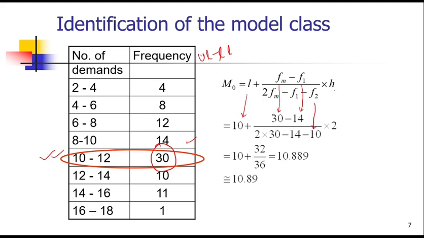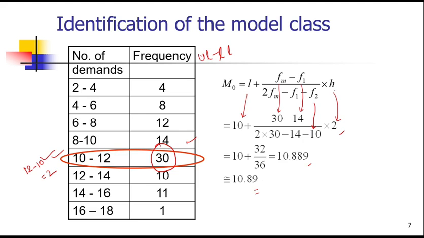Twice FM, which is already discussed, 30, and F1 is 14. So we have this multiplied by the class interval, which is 2. Class interval of the modal class, that is this class. We don't need to look at the other classes. Whatever it be, 12 minus 10, that is the class interval of this class. I am replacing them. Now if you compute all, 10 plus 32 by 36, this is equal to 10.889. So ultimately it comes out to be approximately 10.89. You see the mode is a little bit more than both mean and median. So this is how we compute the mode.